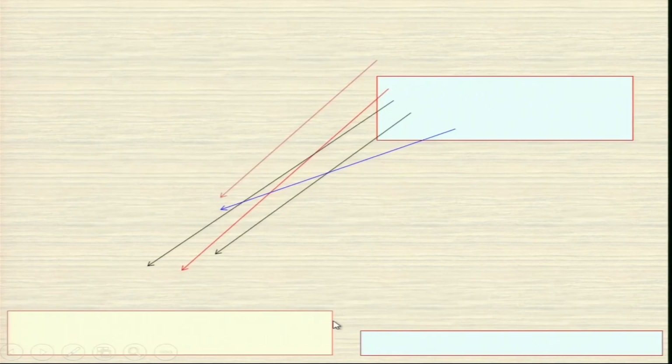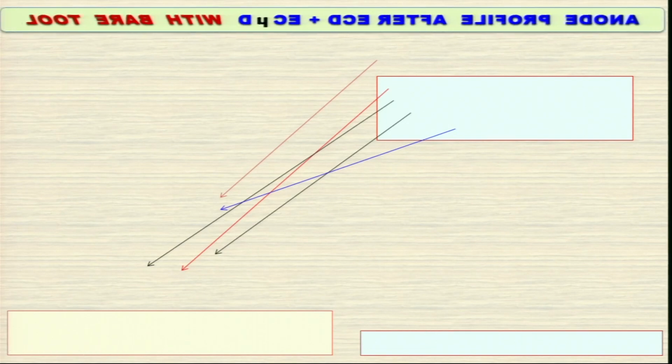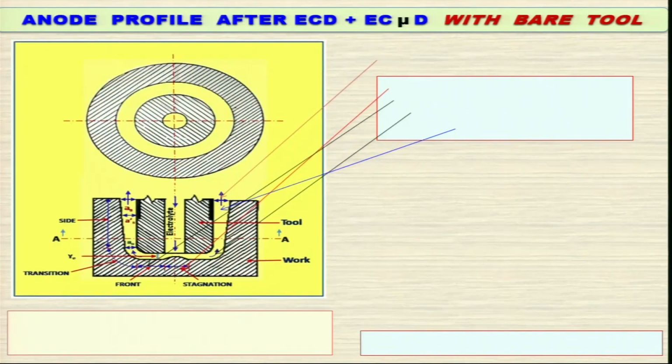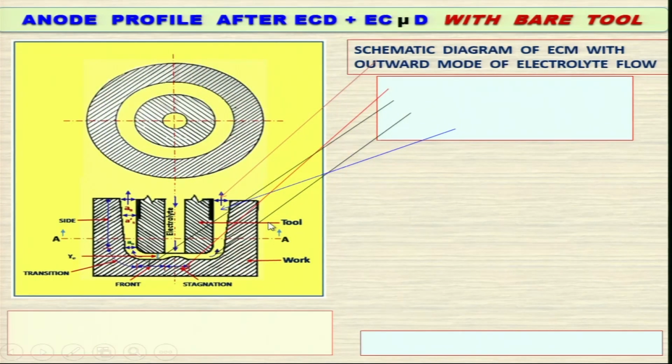This is the shape I have mentioned to you. Anode profile after electrochemical drilling and electrochemical micro drilling with bare tool. Now, this is a coated tool, not a bare tool, sorry. This is with a coated tool, and you can see here it is reasonably straight sided. Here it is partially coated, this is bare. So, it is partially coated, electrolyte is coming out from here, going out from here, and you can see the inter-electrode gap at different points.